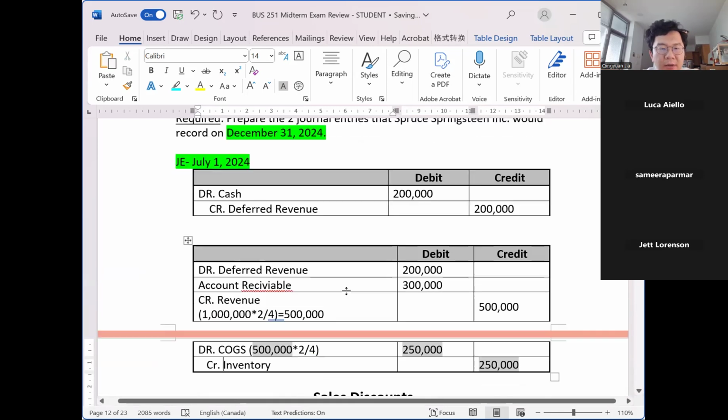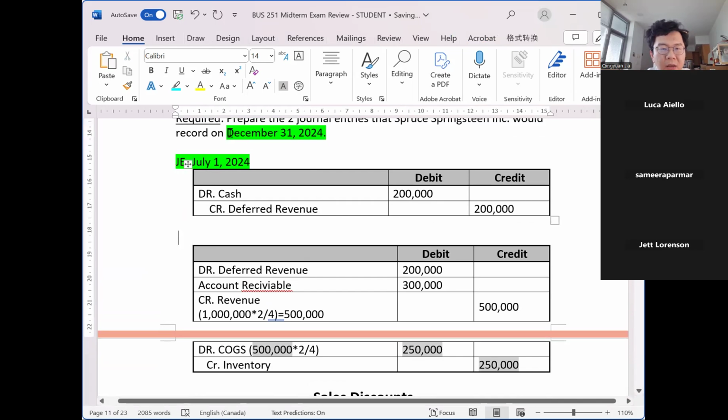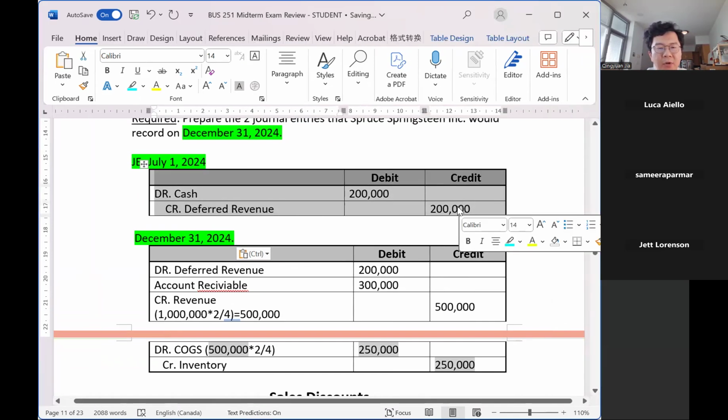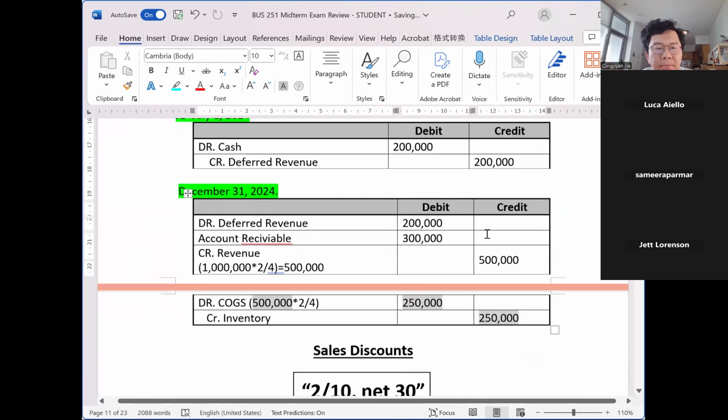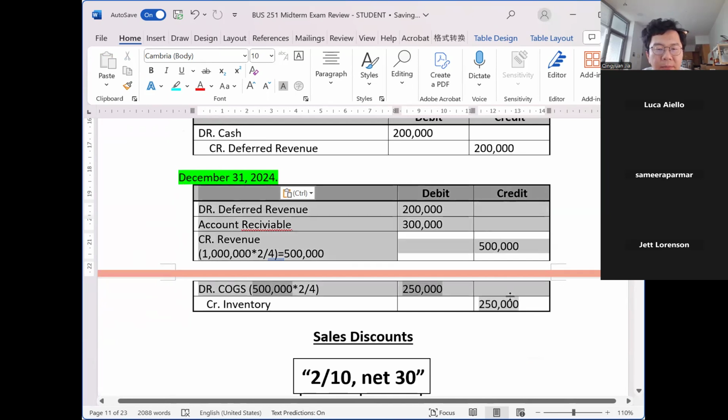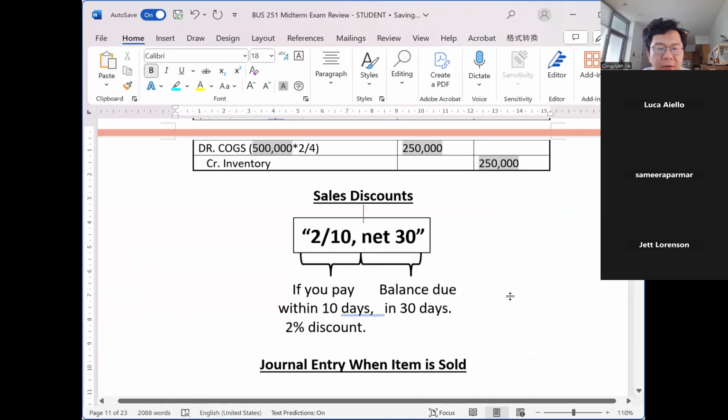Yeah, that's the journal entries that we have to make on December 31. And I put the journal entries that we made on July 1st, 2024 here as a hint and reminder of what to do for the year-end journal entries. So we only have to do this part. Okay, so let's move to the next part.